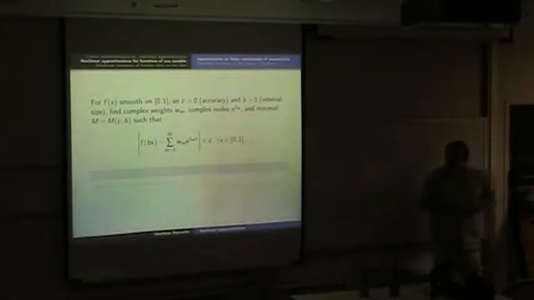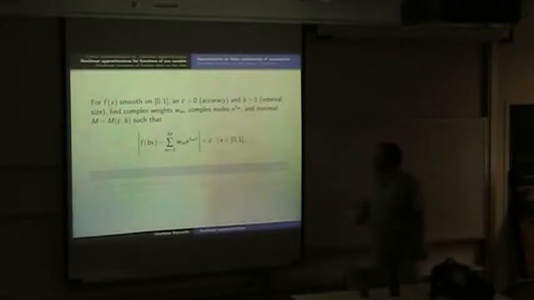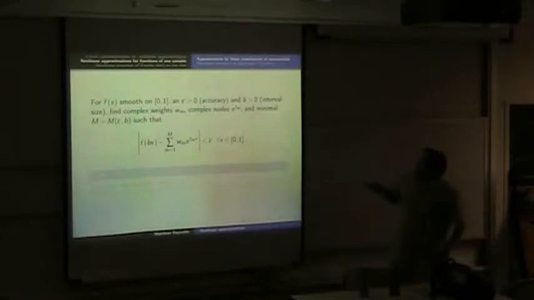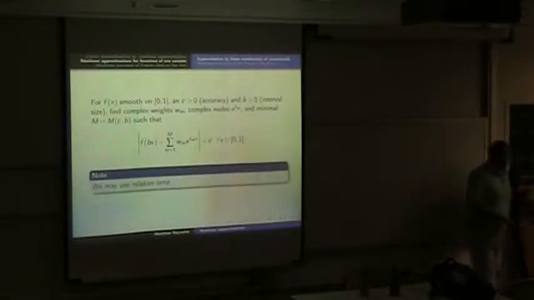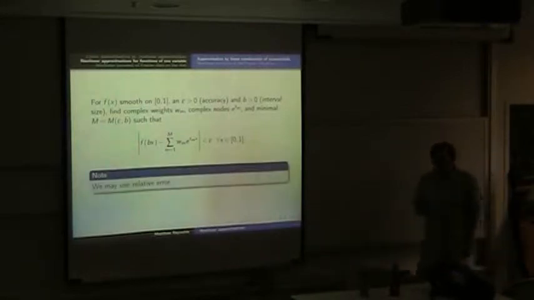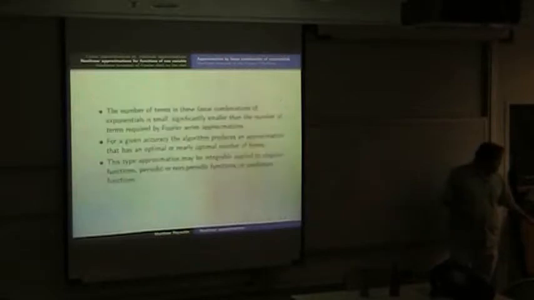So here's how we formulate it. If f of x is smooth on 0 to 1 and we're given an accuracy and an interval size, we want to find complex weights, complex nodes, and a minimal number of terms such that we can construct an approximation that obeys this error. And we can use relative error to do this, which is typically what we do.